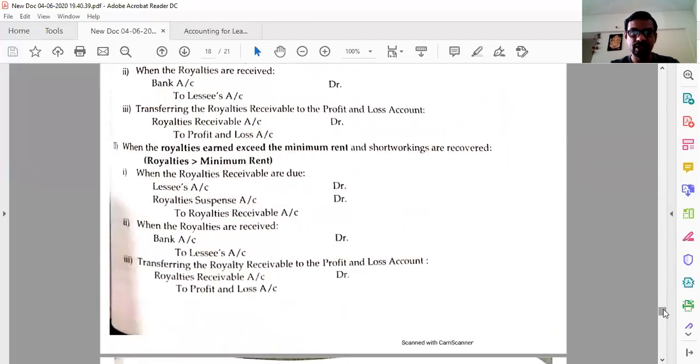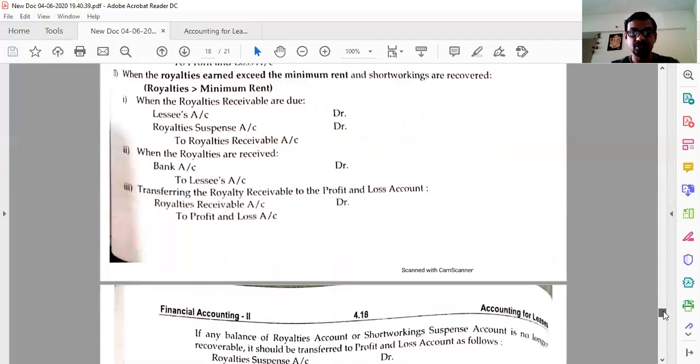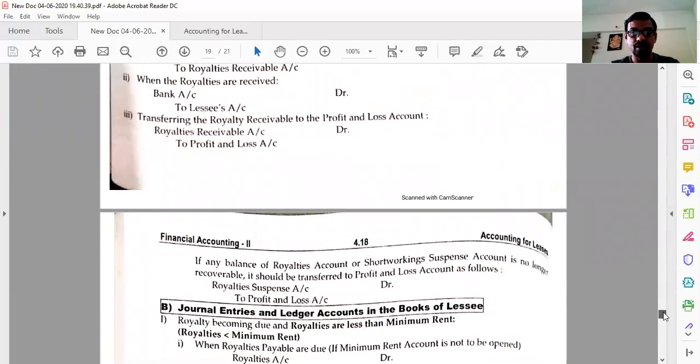Now next, when the royalties earned are more than minimum rent, when they exceed the minimum rent, at that time these entries are recorded in the books of the lessor or landlord. First entry, when the royalties receivable are due: lessee's account debit, royalty suspense account debit to royalty receivable account. Second, when the royalties are received: bank account debit to lessee's account. Third, transferring the royalty receivable to the profit and loss account: royalties receivable account debit to profit and loss account.